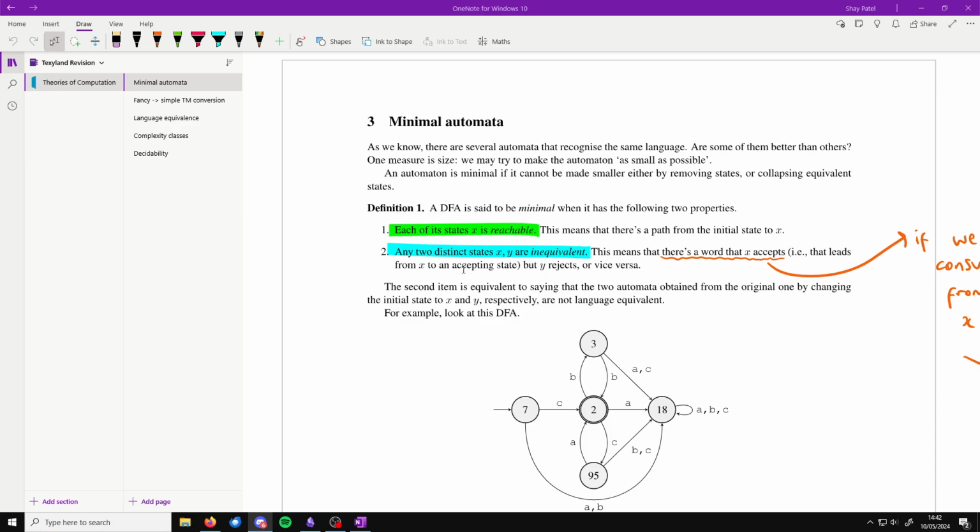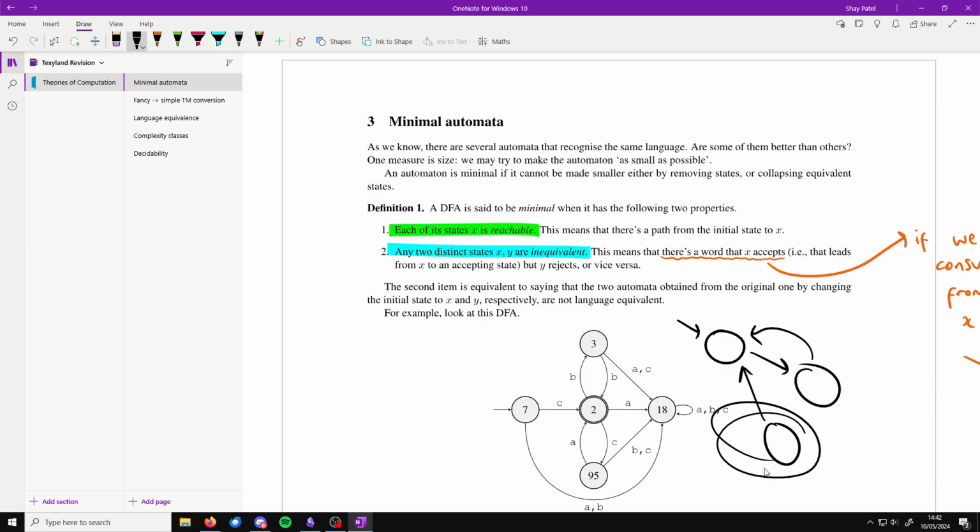So every single state in that DFA is reachable. There's always a path from the initial state to X, meaning we can't have something like this is our initial state, this might go here, this might go here, this might go here. We can't have something like this because this state here is unreachable. So this wouldn't be a minimal automata.